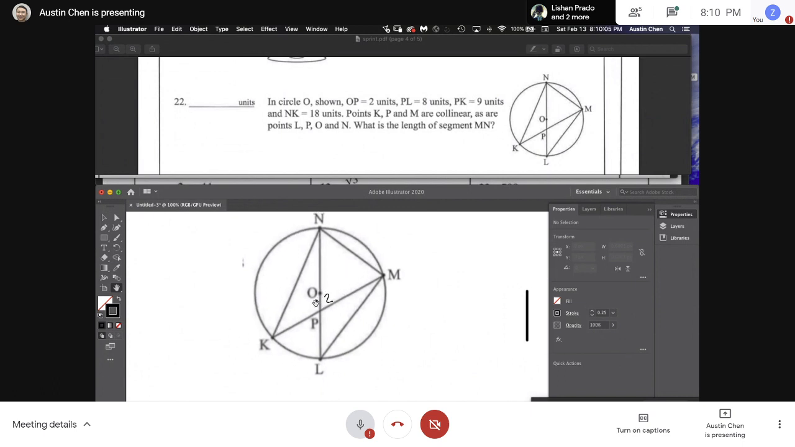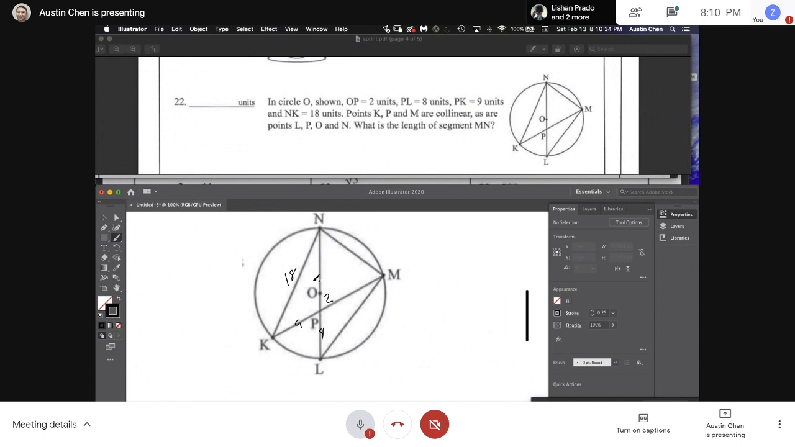OP is 2, PL is 8, PK is 9, NK is 18. These points are collinear, these points are collinear. Okay, let's see what we can do on our diagram here.